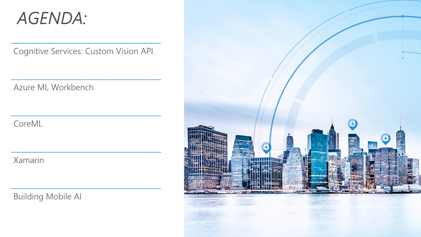The third thing we're going to talk about is CoreML and Xamarin. And we're going to see how we combine CoreML and Xamarin together with Custom Vision Service and Azure ML Workbench to create a mobile AI app.